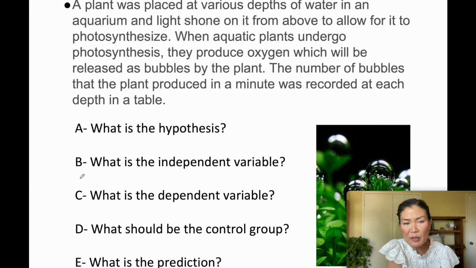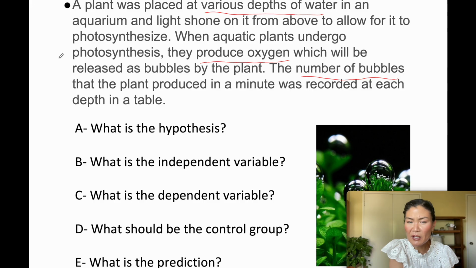And so what's the independent variable? What are we changing? What are we manipulating? And it's really the various depths of water, okay? So the various depths of water, that's what we're changing. And the dependent variable, again, is dependent on the independent variable. This is what we are measuring. And in this case, we are measuring the amount of oxygen produced, the number of bubbles. So that would be the dependent variable.